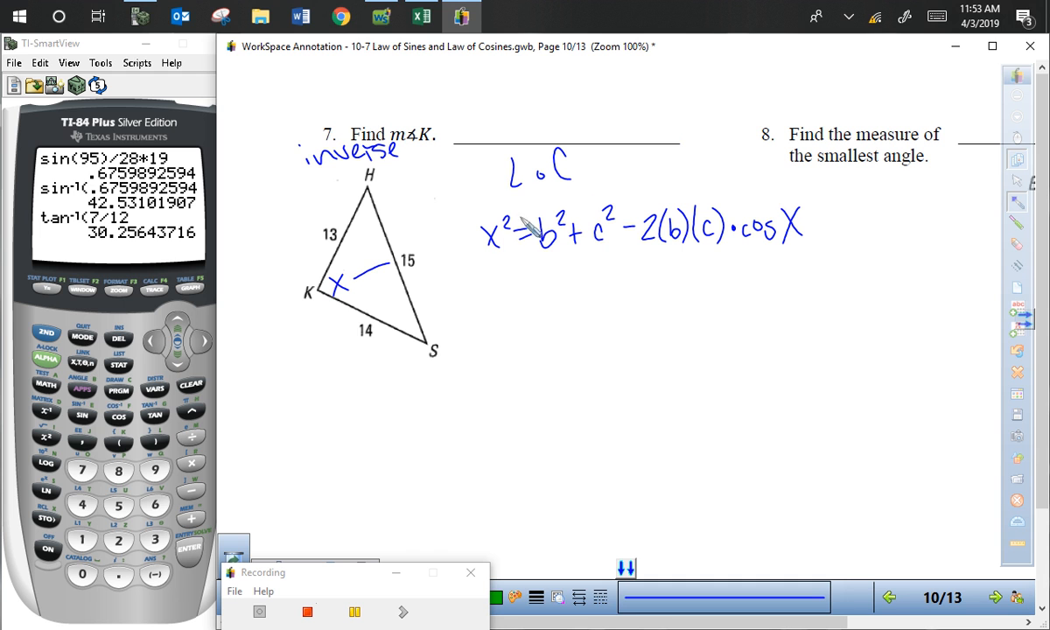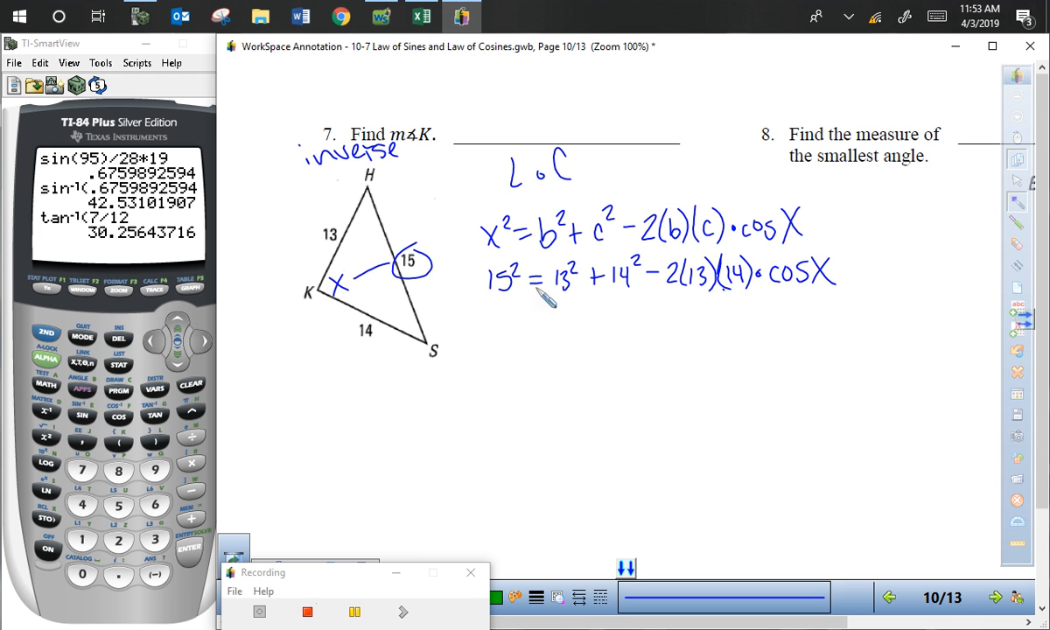With law of cosines, the side always comes first. So in this pair, the side is the 15. So we'll say 15 squared equals, the other letters B and C represent our two side lengths, 13 squared and 14 squared. Then minus 2 times those same numbers again, 13 and 14. And then times cosine of x. Now, since we're trying to solve for x and it's a part of this big mess here, we want to make sure that we split up the things that look like each other.